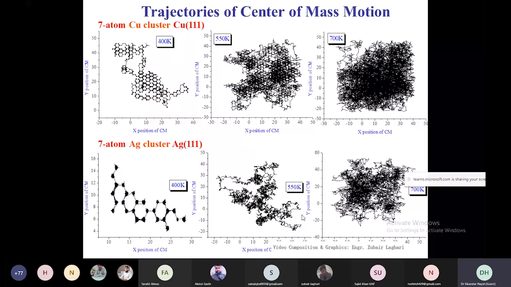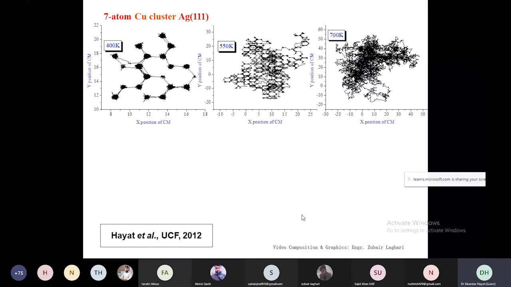We can say that the silver's dynamics are slightly less compared to the copper. While with the increase of the temperature, the trends are the same for both. The diffusion rate increases with the increase of the temperature. This one is copper on silver. Those cases were homogeneous, while this is the heterogeneous case.